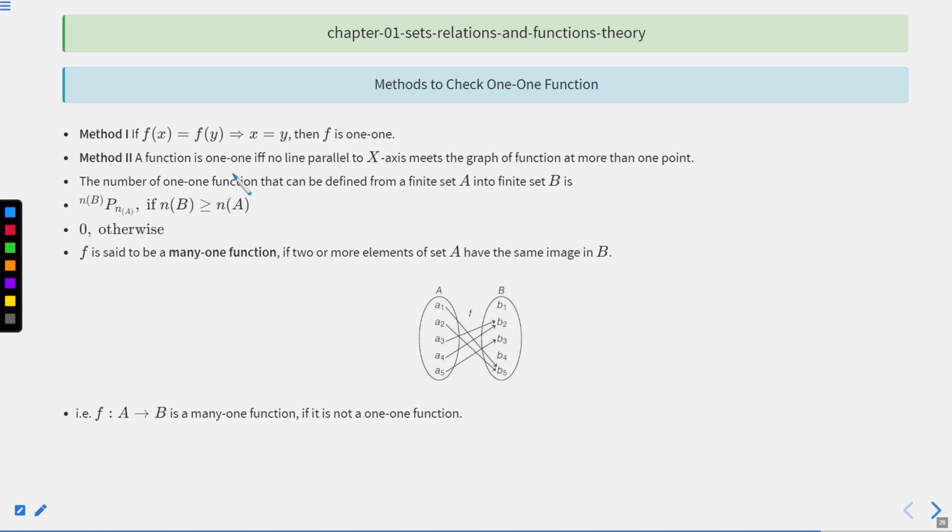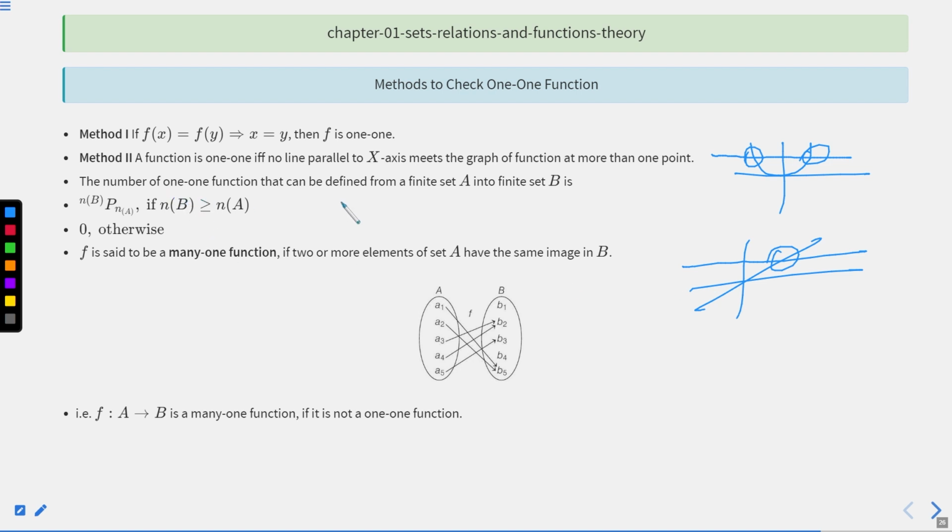Method 2. A function is 1-1 if and only if no line parallel to the x-axis meets the graph at more than one point, right? Suppose this graph y equals x squared. Suppose we draw a line parallel to the x-axis, then it is cutting at two points. So this is not a 1-1 function, right? Y equals x. If we draw a line parallel to the x-axis, it is cutting at one point. Then it is a 1-1 function, right?